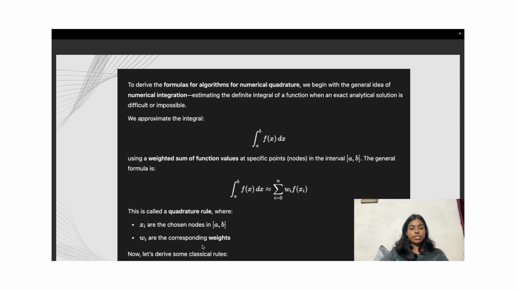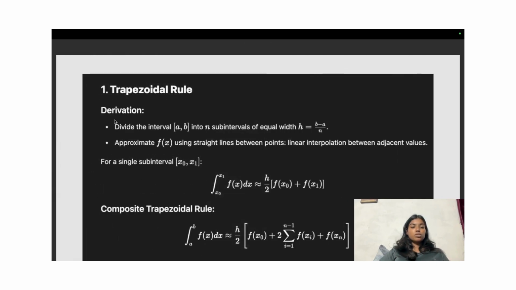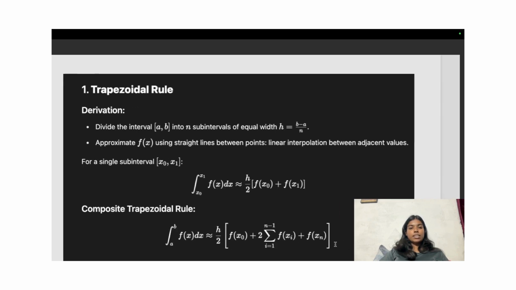Now let us derive some classical rules. The first one is the trapezoidal rule. Derivation: divide the interval [a,b] into n subintervals of equal width h = (b-a)/n. Approximate f(x) using straight lines between points, that is, linear interpolation between adjacent values. For a single subinterval [x0,x1], the integral from x0 to x1 of f(x) dx equals h/2 [f(x0) + f(x1)]. The composite trapezoidal rule is the integral from a to b of f(x) dx equals h/2 [f(x0) + 2 summation from i=1 to n-1 of f(xi) + f(xn)].